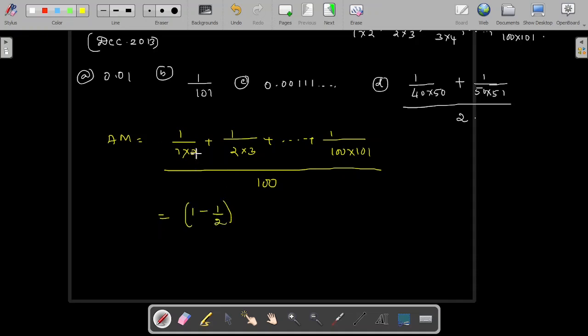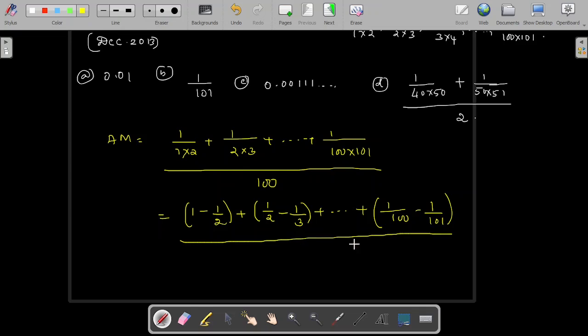The 1 by 2 can be written as 1 minus 1 by 2, plus 1 by 2 into 3, that is 1 by 6, can also be written as 1 by 2 minus 1 by 3, plus so on up to the last term 1 by 100 minus 1 by 101. So the whole is divided by this value 100.